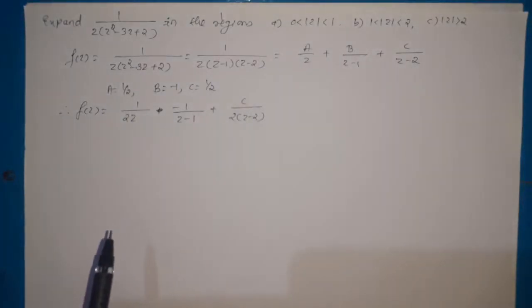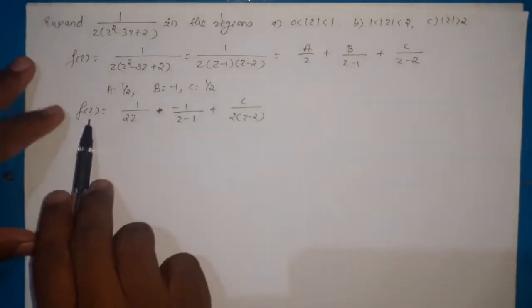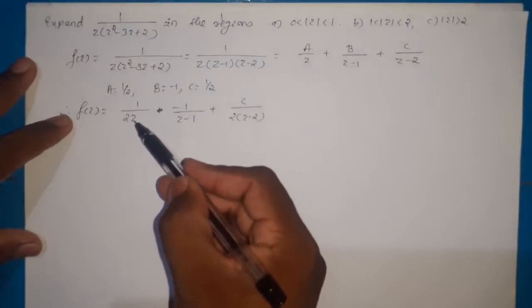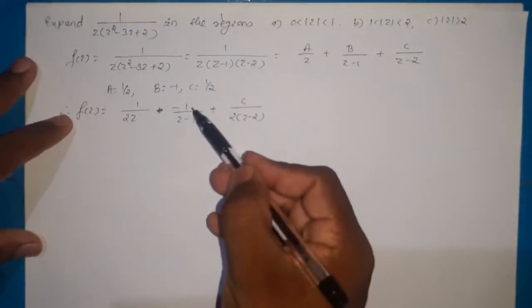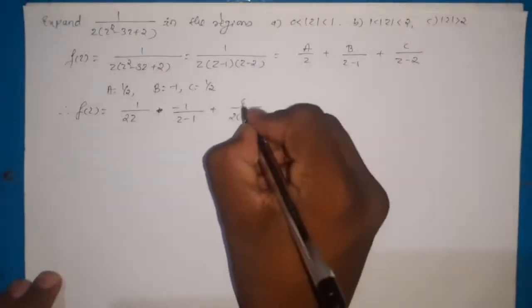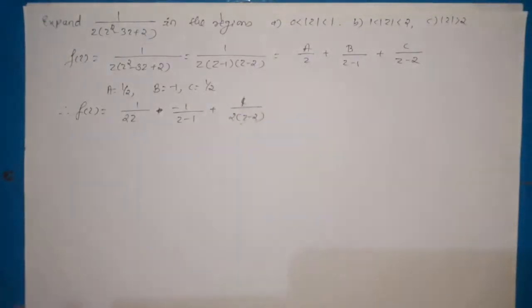Then a by z, b by z minus 1, c by z minus 2. So here the values of a, b, c are a equal to 1 by 2, b equal to minus 1 and c equal to 1 by 2. So therefore f of z, a by z is there, a equal to 1 by 2, so therefore 1 by 2z, b equal to minus 1, that is minus 1 divided by z minus 1, and c equal to 1 by 2, so therefore it is 1 divided by 2 into z minus 2.